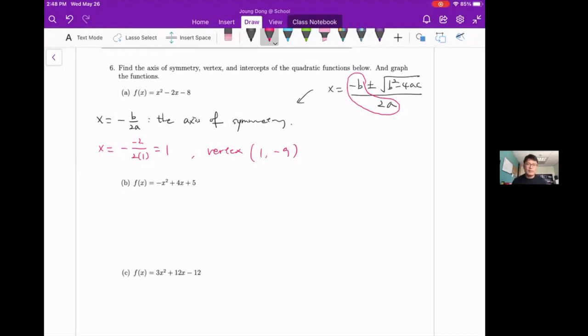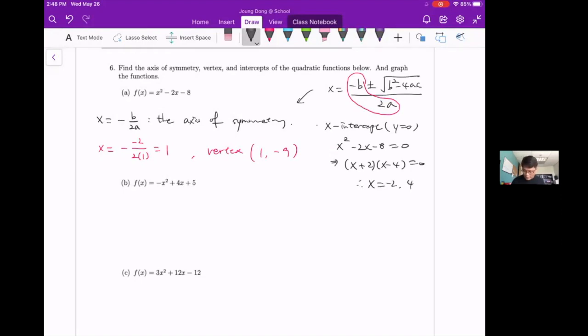And then the second part, intercepts. That is very easy, right? The x-intercept is when y equals 0. Here we go. When you set y equals 0, which is f of x equals 0, then it is x squared minus 2x minus 8 equals 0. Then we can easily factor this as (x plus 2)(x minus 4) equals 0. Then x equals negative 2 and 4. These are the x-intercepts, okay?